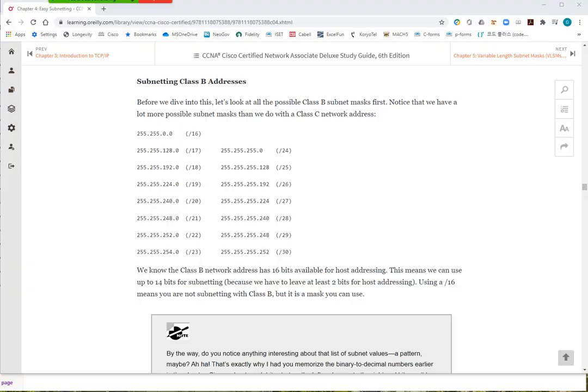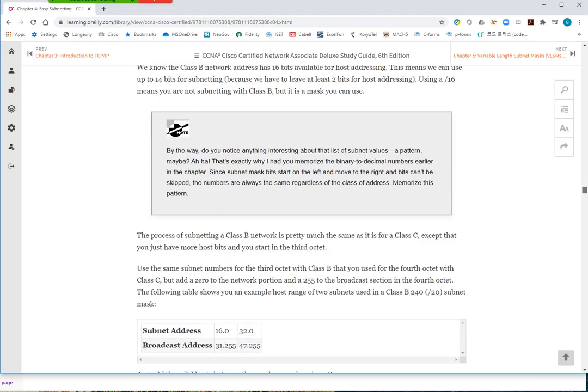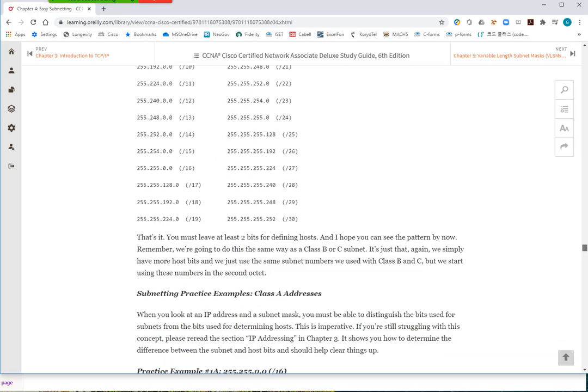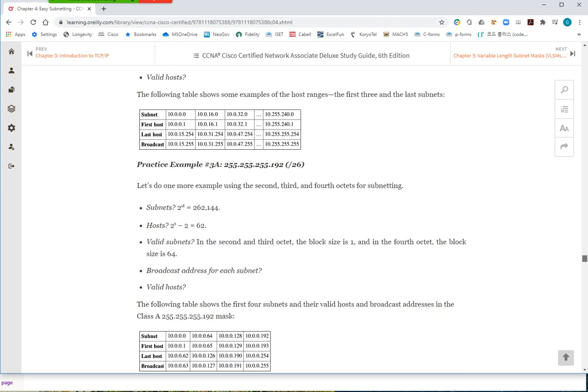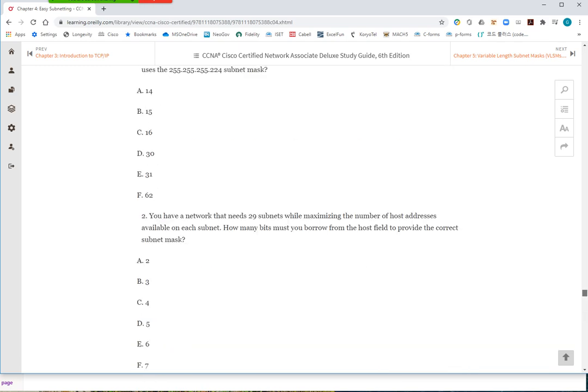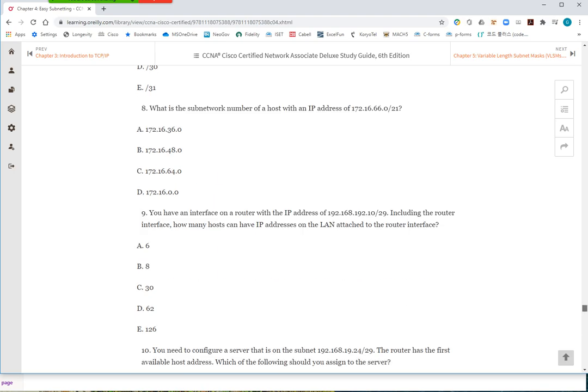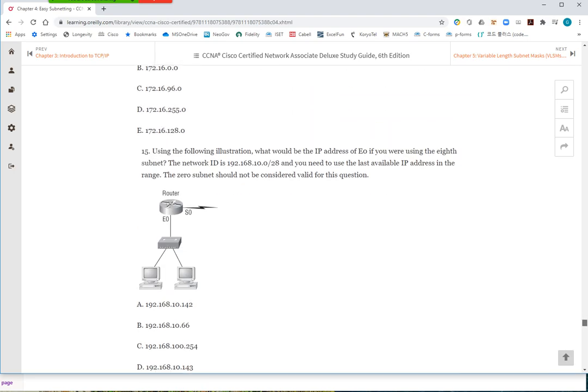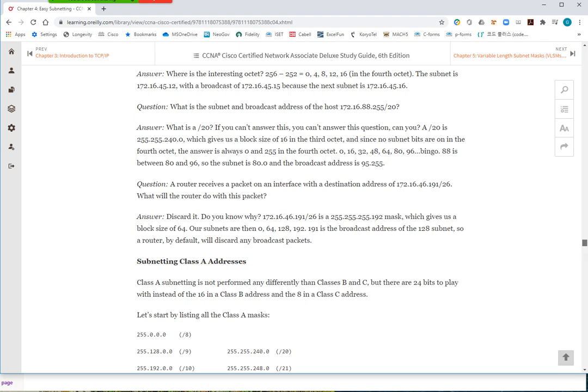Okay, so if you look at this book, the CCNA, the Cisco Certified Network Associate Deluxe Study Guide, this is chapter 4. I want you to read and study this chapter 4 because many of the final exam problems will be from this chapter, and my homework assignment as well. Some of the problems, especially the review questions, are very good. There are a lot of review questions, and we're going to solve a few review question problems today.